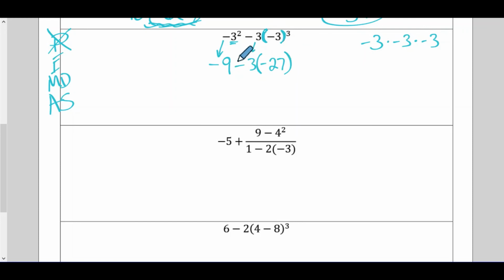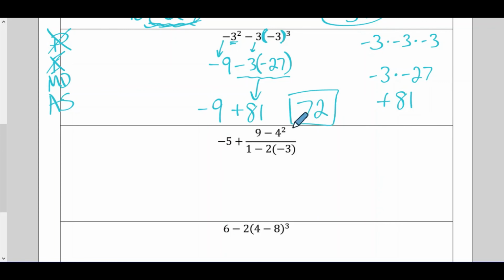Now I have what could be seen as subtraction and that multiplication. So I'm going to do my multiplication next. I did all my exponents. Now I'm taking care of multiplication. Negative 3 times negative 27 is a positive 81. That came out as a positive 81, so this sign will change to a plus 81. That negative 9 comes down. So now I have negative 9 plus 81. That equals a positive 72 for my final answer.